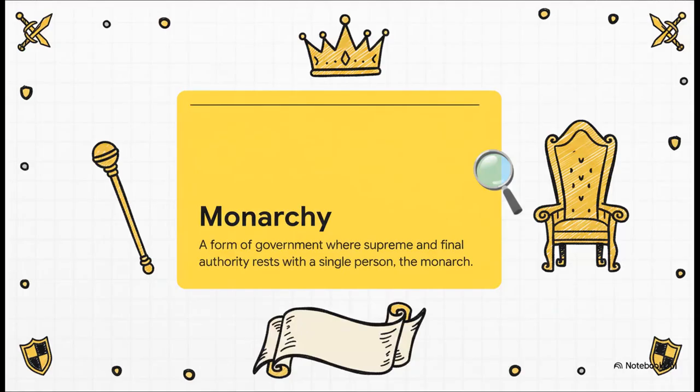First up, we've got the oldest blueprint in the book, monarchy. Think kings, queens, emperors. In this system, one person has the final say. Now, historically, that power is absolute. But a lot of modern monarchies, like in the UK, for example, have rulers who are more like symbols of national unity than actual political powerhouses.